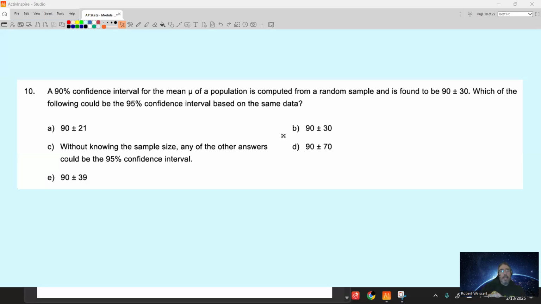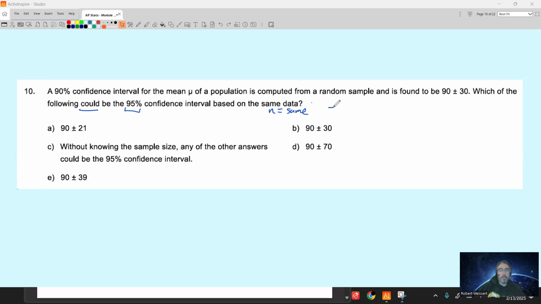Question 10. A 90% confidence interval for the mean mu of a population is computed from a random sample and is found to be 90 plus or minus 30. Which of the following could be, not would be, could be a 95% confidence interval based on the same data? So with the same data, the sample size is going to be the same.